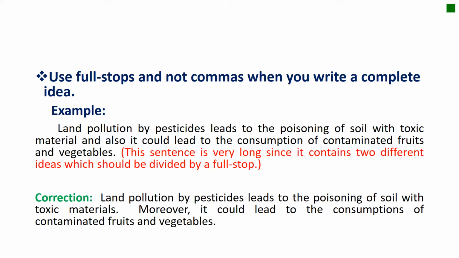Land pollution by pesticides leads to the poisoning of soil with toxic materials, and also it could lead to the consumption of contaminated fruits and vegetables. This sentence is very long since it contains 2 different ideas which need to be divided. Okay, a full stop is where I stop and take a breath. Look at the corrected version. Land pollution by pesticides leads to the poisoning of soil with toxic materials. Full stop. Moreover, it could lead to the consumption of contaminated fruits and vegetables. I organized my ideas into 2 separate sentences.